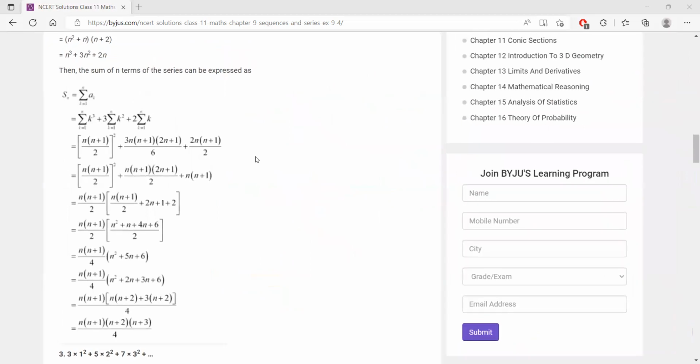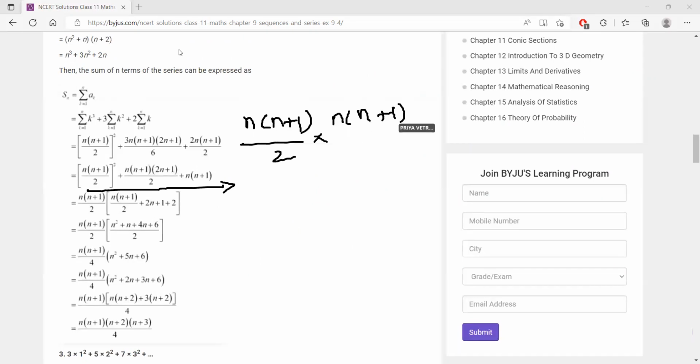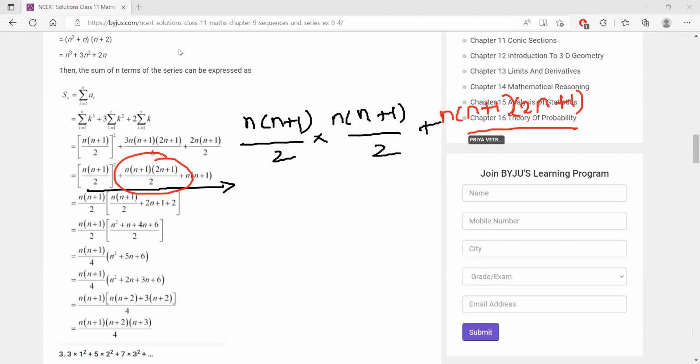Do you want me to show from there? Yeah, I'll do it. It's okay. You have n into n plus 1 by 2 the whole square, which can be written as n into n plus 1 by 2, n into n plus 1 by 2. I'll write this in the red: n into n plus 1 into 2n plus 1 by 2, from the simplification of the cube term and power rule, n into n plus 1.